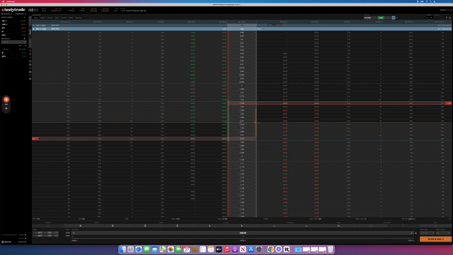And what's the likelihood of this happening? Well, it's 71%. We have our POP here in the bottom left, which is probability of profit, and that shows us what our probability is of making at least 1 penny on this trade.